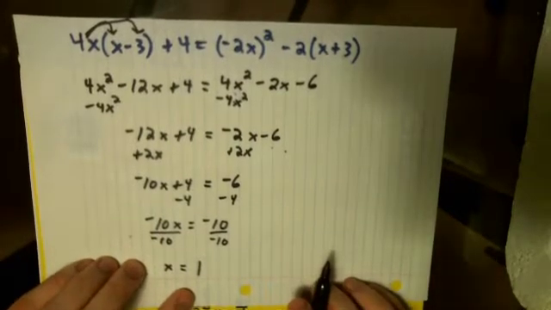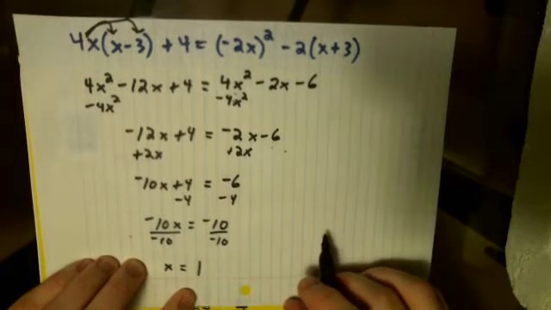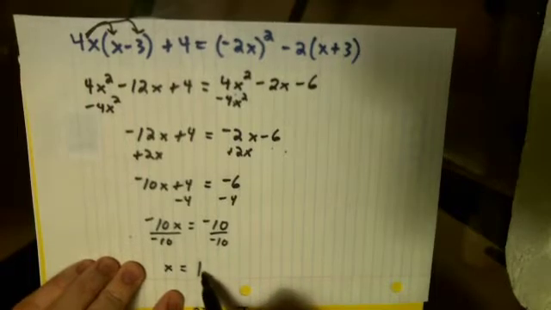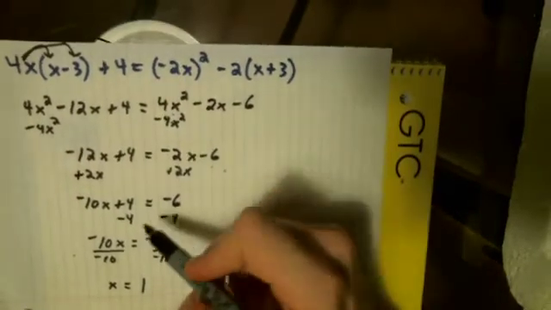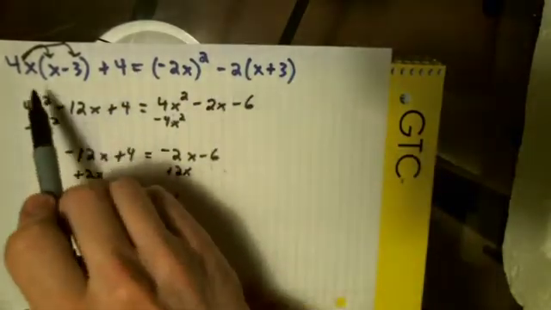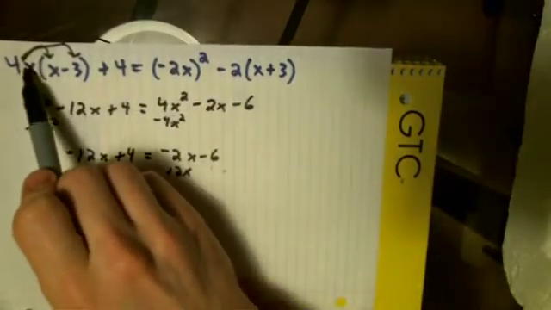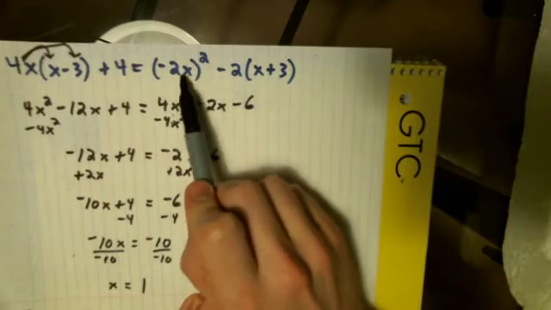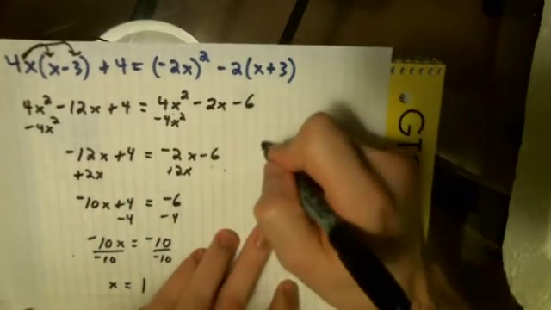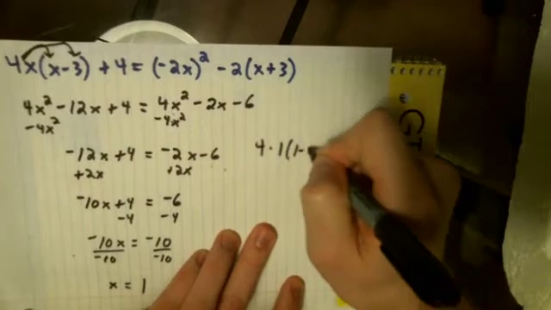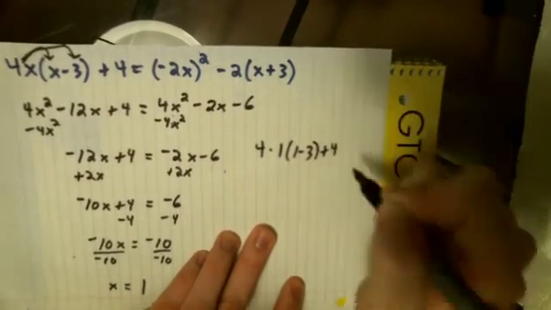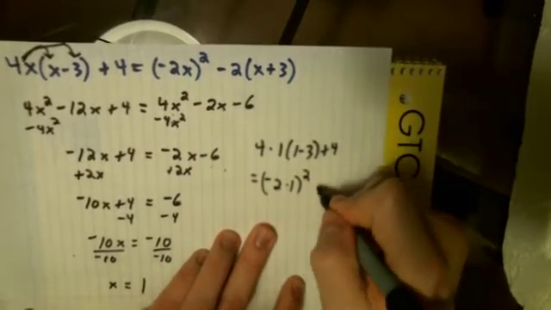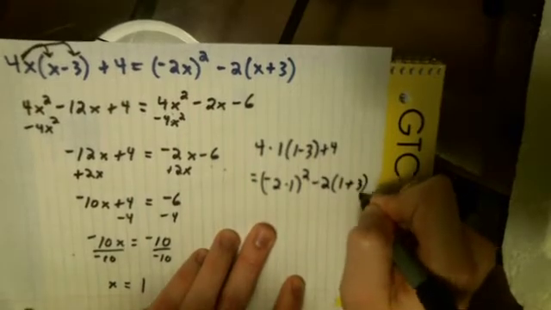So the nice thing about solving an equation is you can always check if you're right. So after doing a whole bunch of work, we said x has to be 1. Well, we can check if we're right by replacing all our x's with 1s. So if we did the problem right, if we replace x with 1 on this side of the equation, we should get the same number as when we replace x with 1 on this side of the equation. So 4 times 1 minus 3 plus 4 should equal negative 2 times 1 squared minus 2 times 1 plus 3.